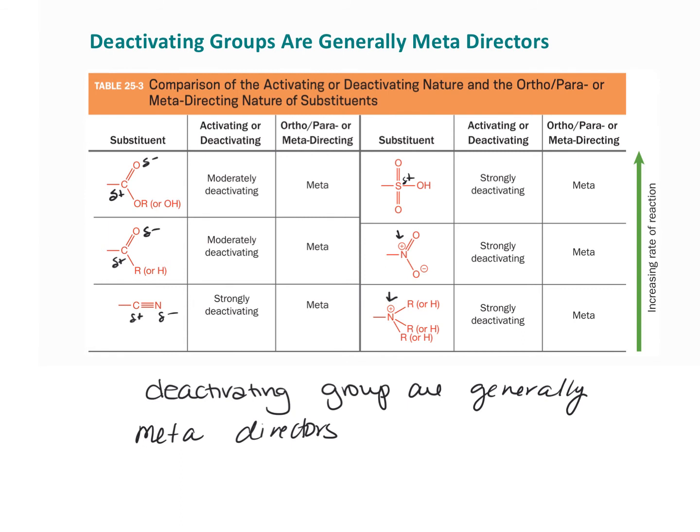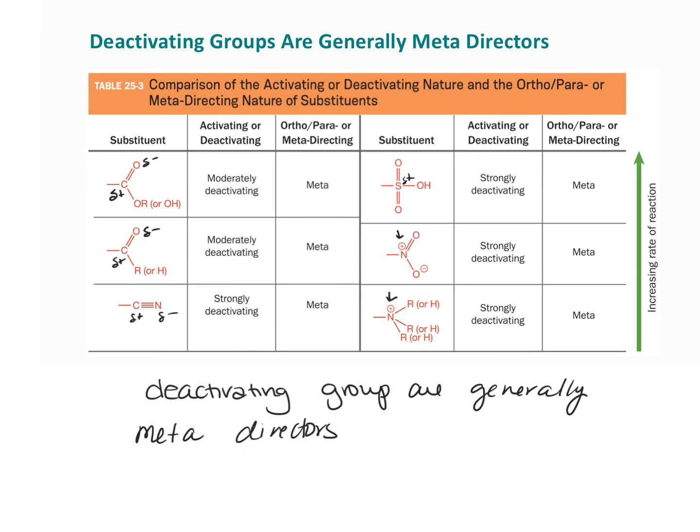So basically, if we've got electrons or electron density on the oxygen, or it's an R group, it's ortho/para. If we've got a partial positive charge or a straight up positive charge that's specifically attached to the carbon of the benzene ring, it's a meta director. And so that's what we can see there.